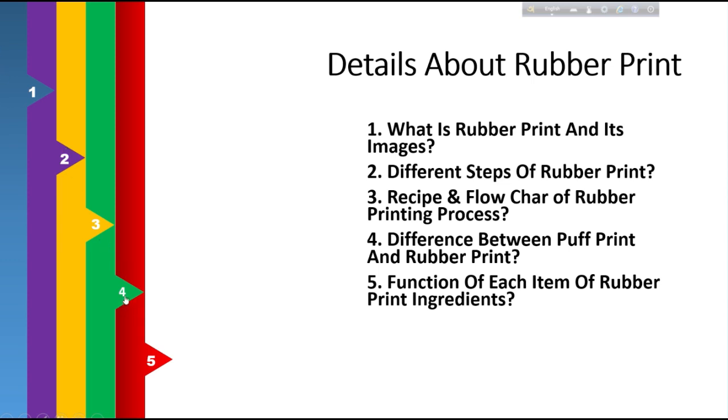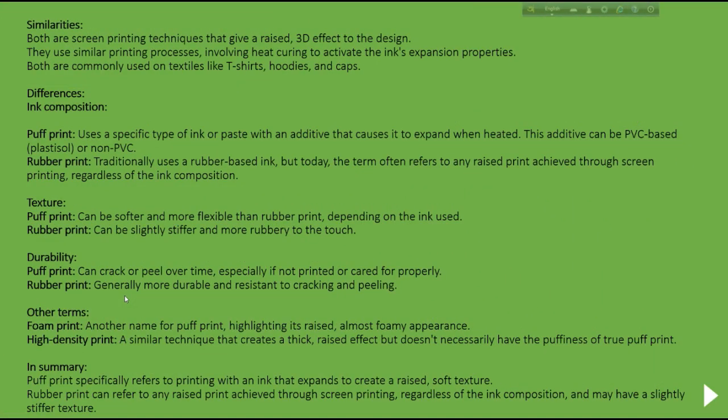Next is difference between puff print and rubber print. Puff print and rubber print both have similarities. Both are screen printing techniques that give a raised 3D effect to the design. They use a similar printing process involving heat curing to activate the ink's expansion properties. Both are commonly used on textiles like t-shirts, hoodies, and caps, but they also have differences.